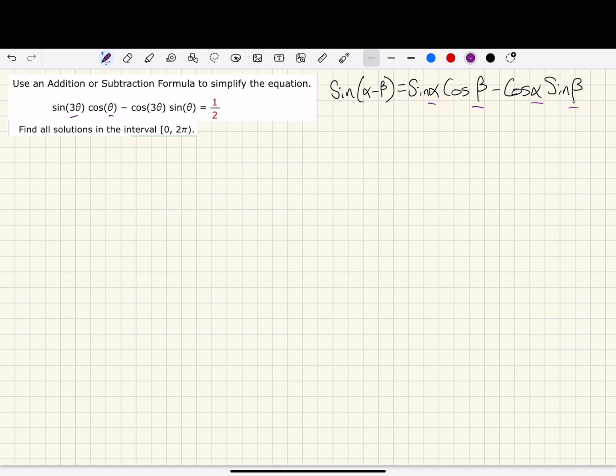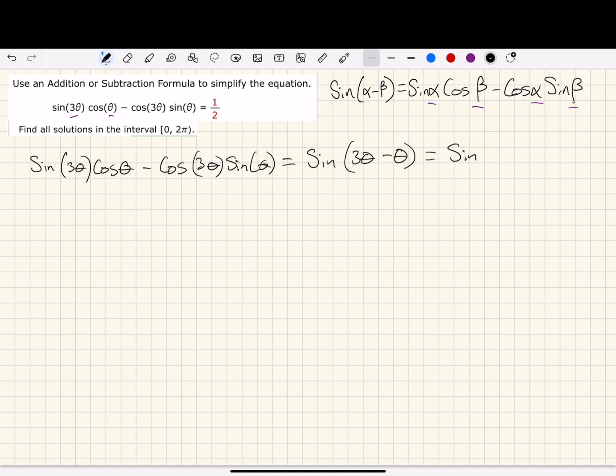So we could rewrite then sine 3 theta cosine theta minus cosine 3 theta sine theta as sine 3 theta minus theta, which would be sine 2 theta. And this is equal to, in this problem, 1/2. So we can set that equal to 1/2.